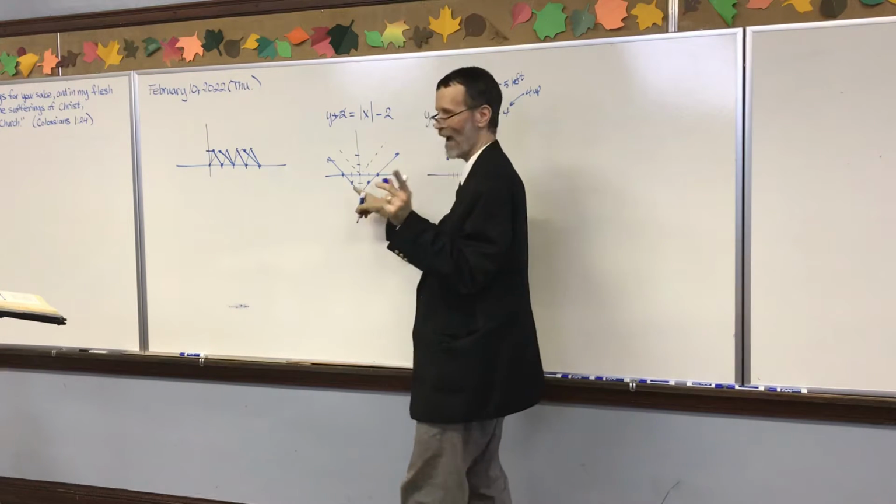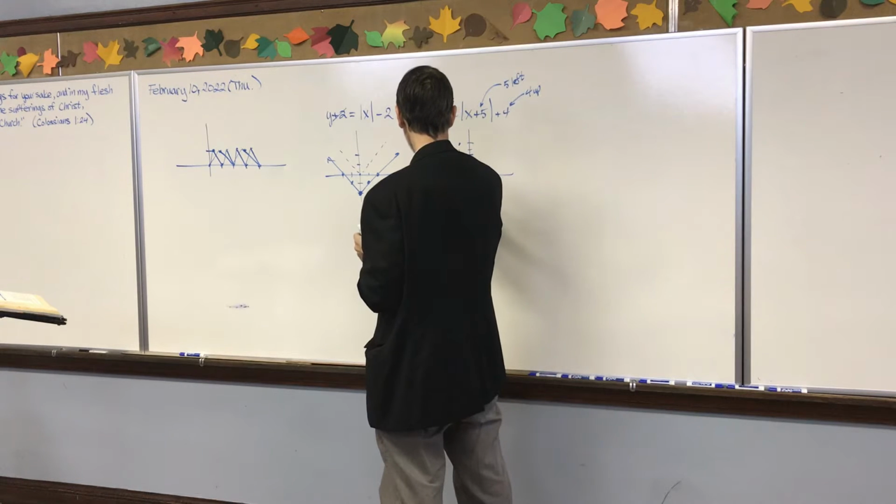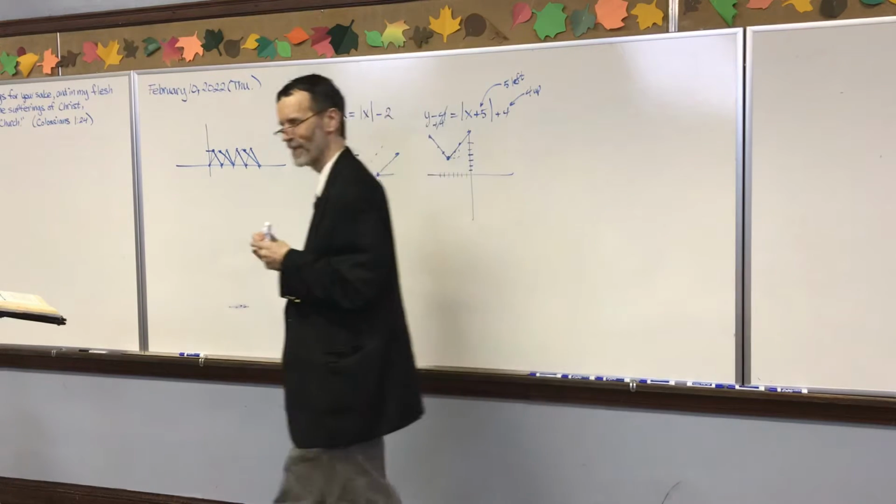Then you use the same pattern as a V graph would normally do. Over 1, up 1, both ways. Over 2, up 2, both ways. There's your new V graph. Does that make sense?